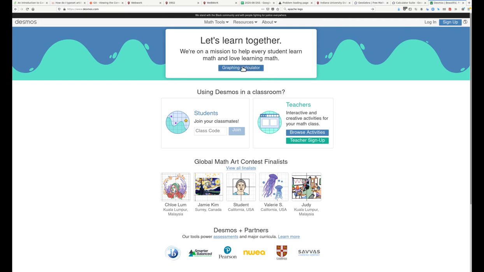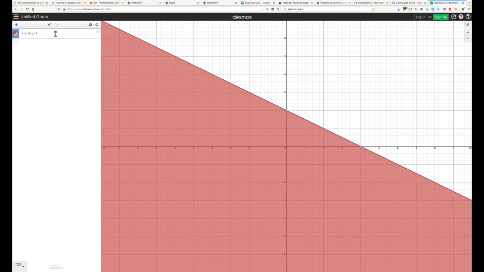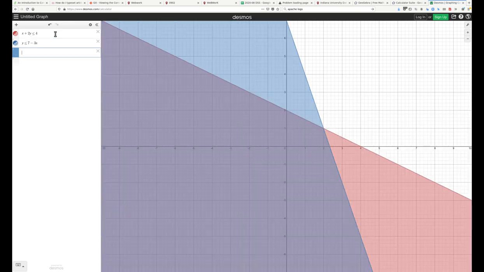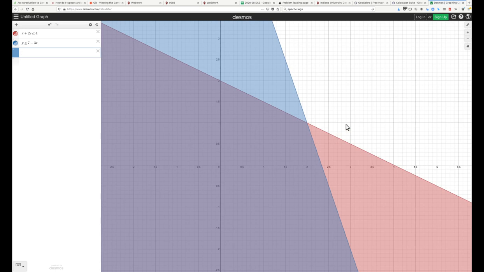Let's see, so let's go to the graphing calculator. And yeah, I think it works almost exactly the same way. I'm not quite sure what the differences are between them, but for our purposes, they seem to be almost identical. X plus 2y is less than or equal to 4, and then y is less than or equal to 7 minus 3x. Yeah, there we go. And yeah, I can just use the scroll wheel to zoom in. And yeah, it makes it real easy to read off the corners, right? So yeah, feel free to use these tools.